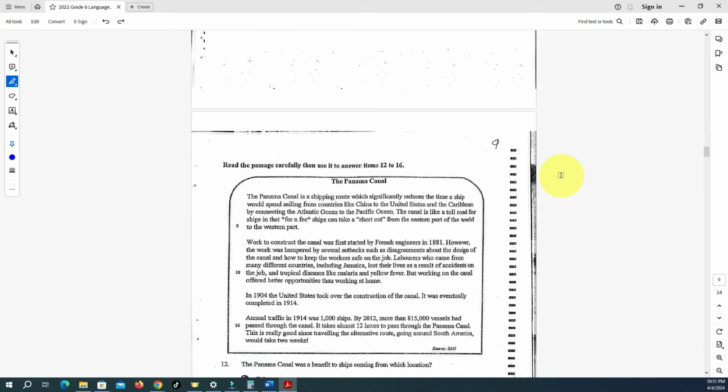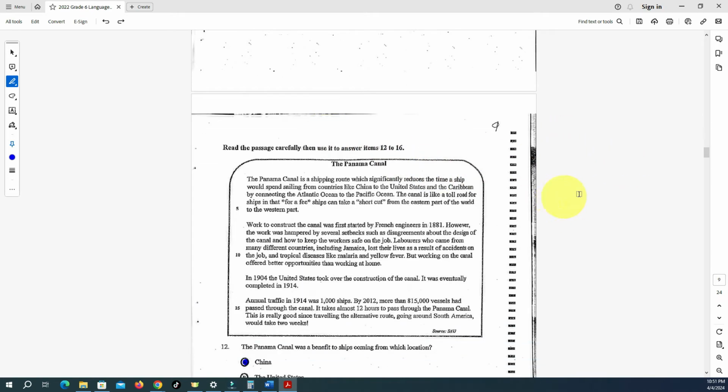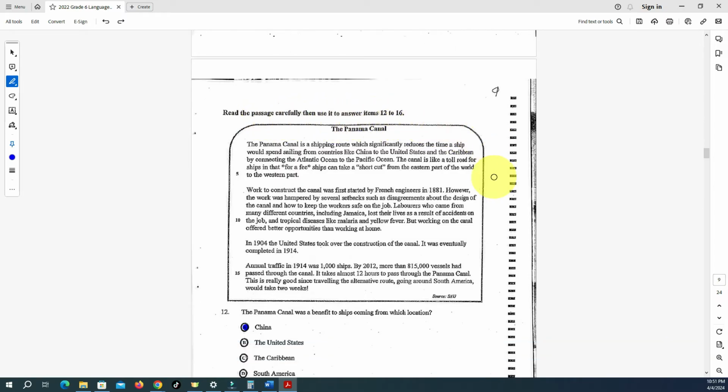Okay. All right. For the interest of time, I've already added the answers, guys. So there's another passage. This one is called the Panama Canal. It says read the passage carefully, then use it to answer 12 to 16.